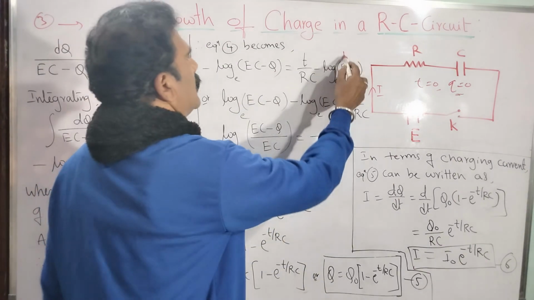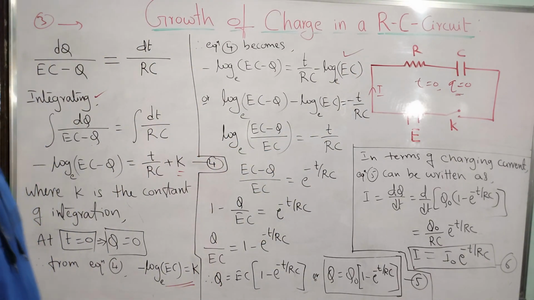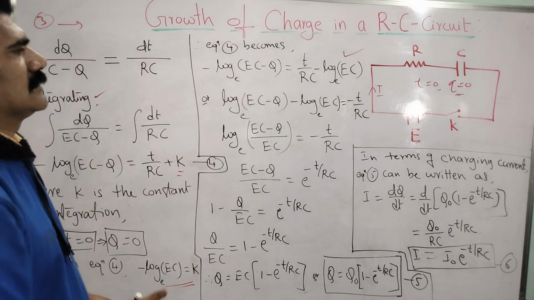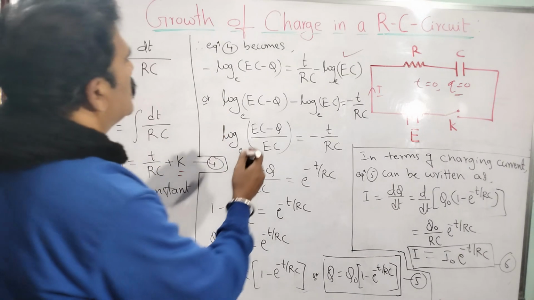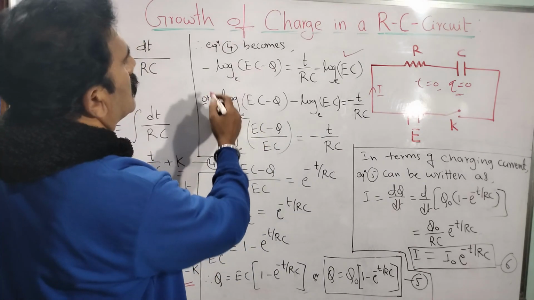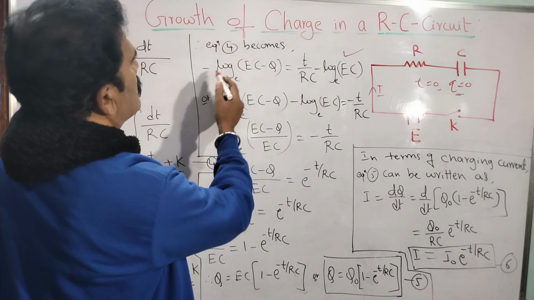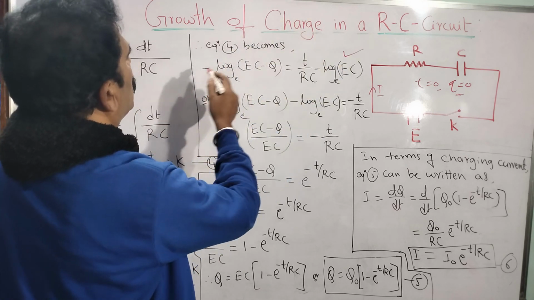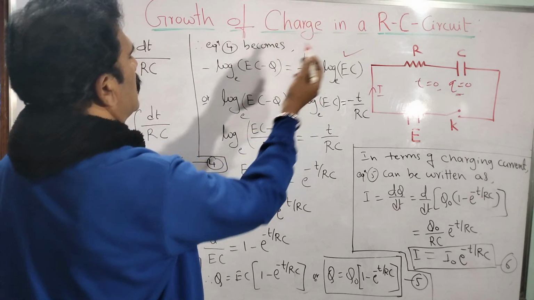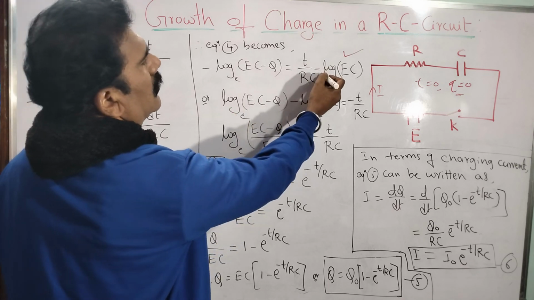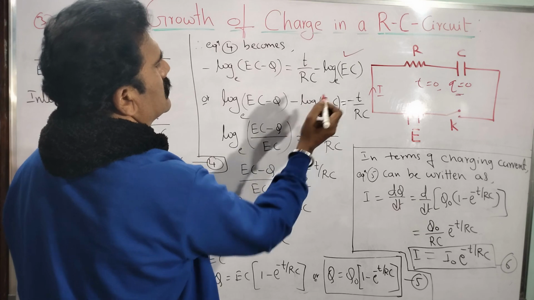So the value of k is substituted here. Clear? Okay. The further steps are all only mathematical simplifications for you. You just rearrange the terms so that you take all log terms to one side. So minus log is there, so you take the minus log of EC minus Q to the right hand side. So you get log EC minus Q, and here minus is already there, so minus log EC.